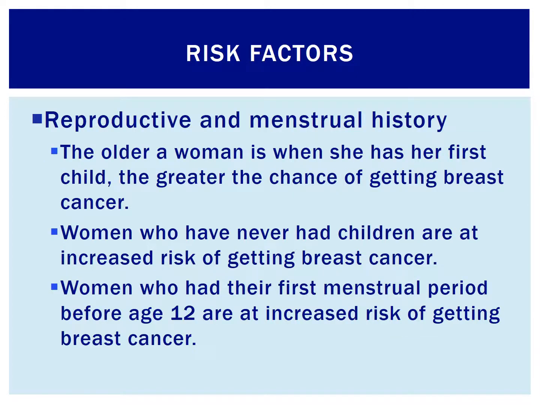There are several risk factors that fall under a woman's reproductive and menstrual history. The older a woman is when she has her first child, the higher her chance is of getting breast cancer. Also, women who have never had any children have a higher risk of getting breast cancer. Women who had their first menstrual period before age 12 are also at an increased risk of getting breast cancer.